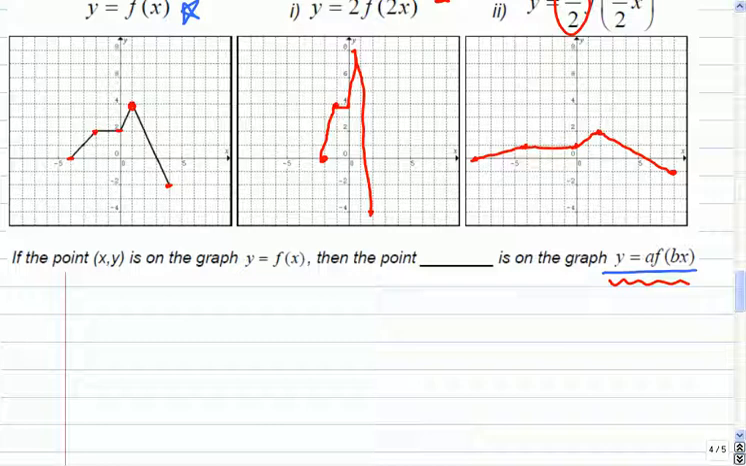Awesome, thank you, Robbie. So 1 over b times x, y is where we'll expect to find those coordinates now.